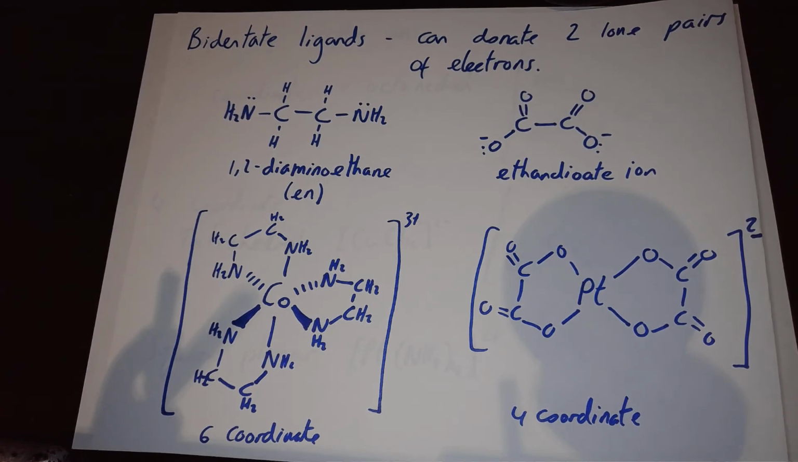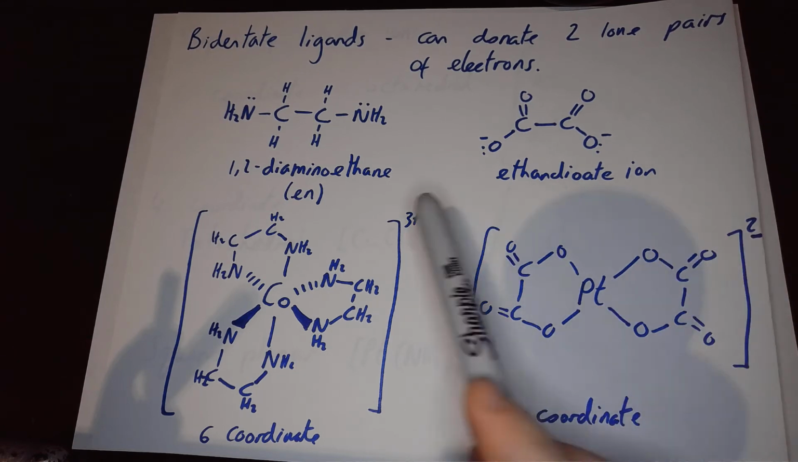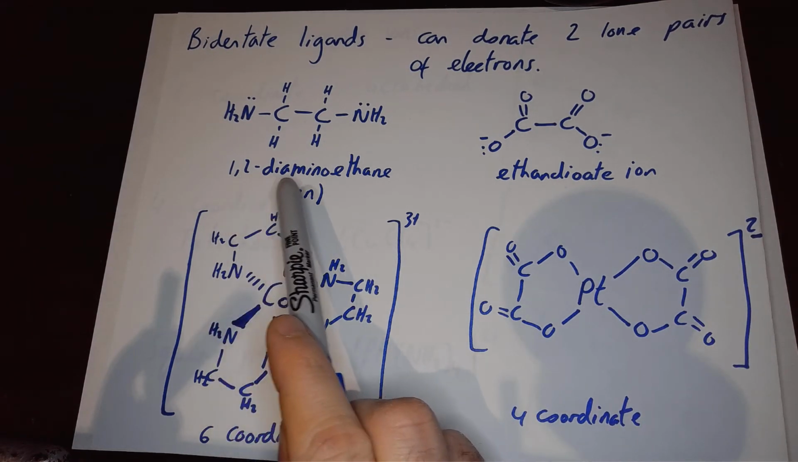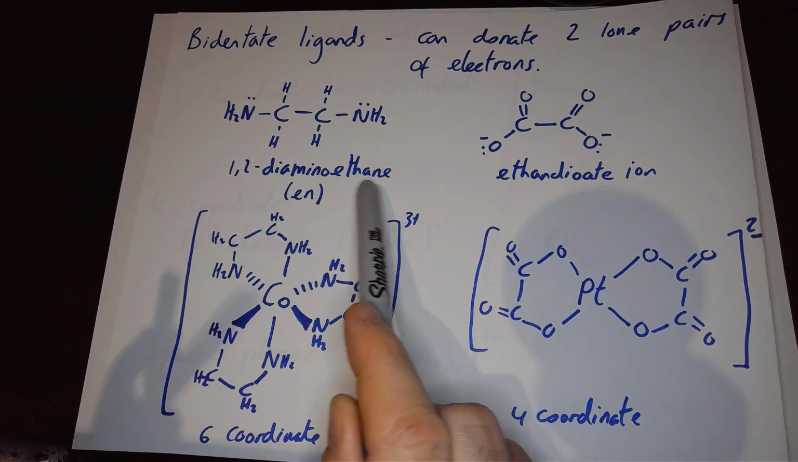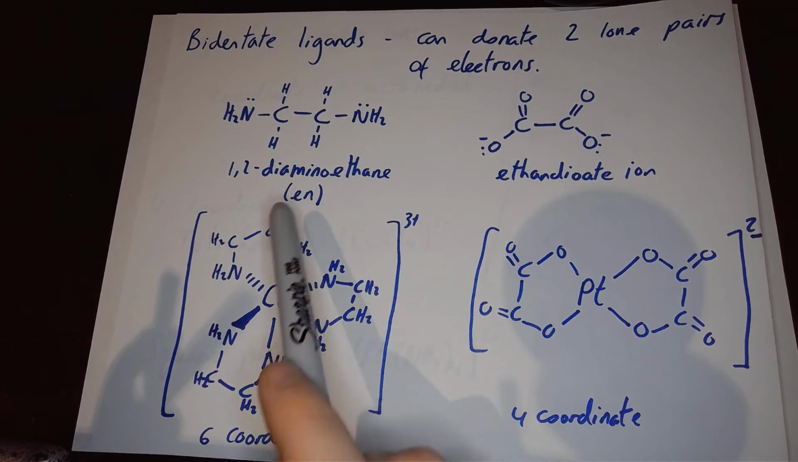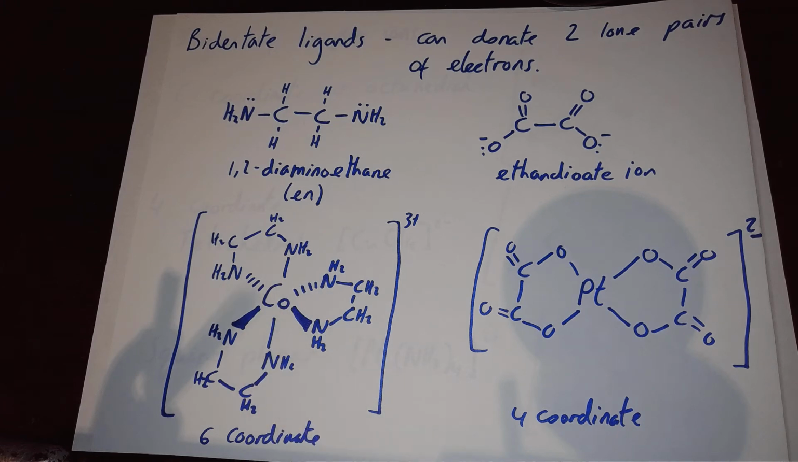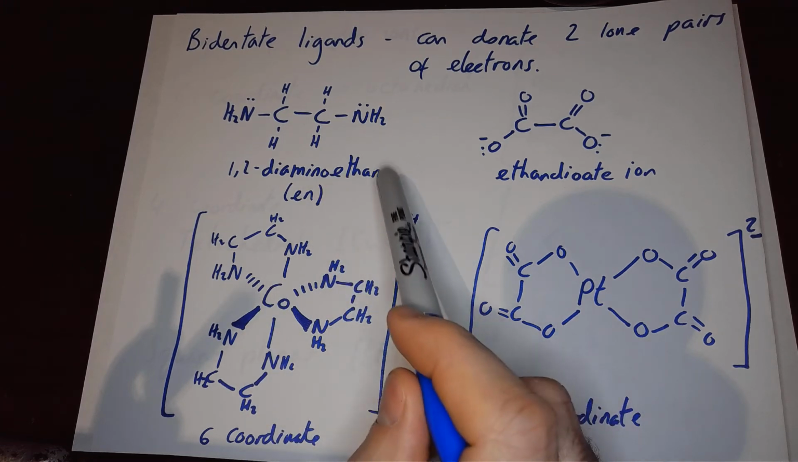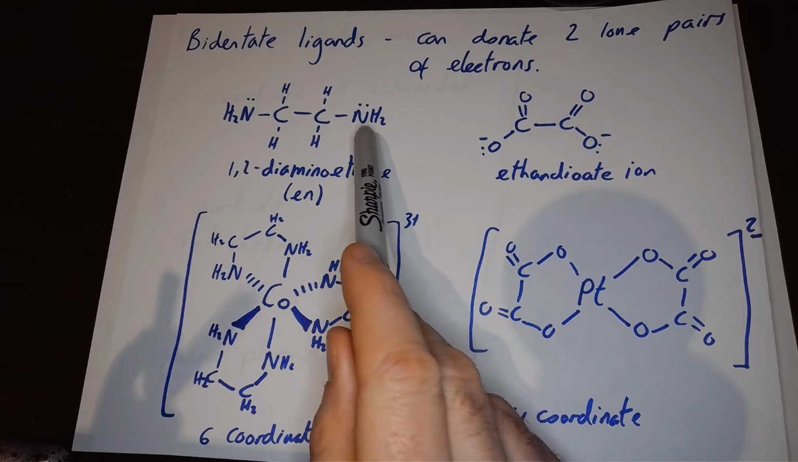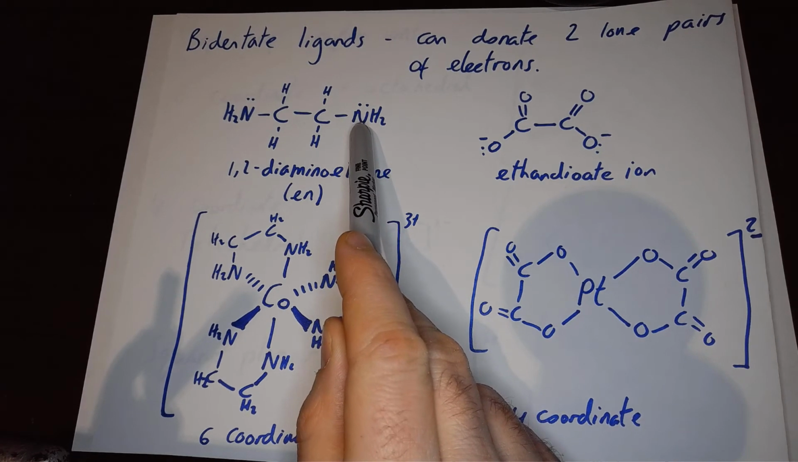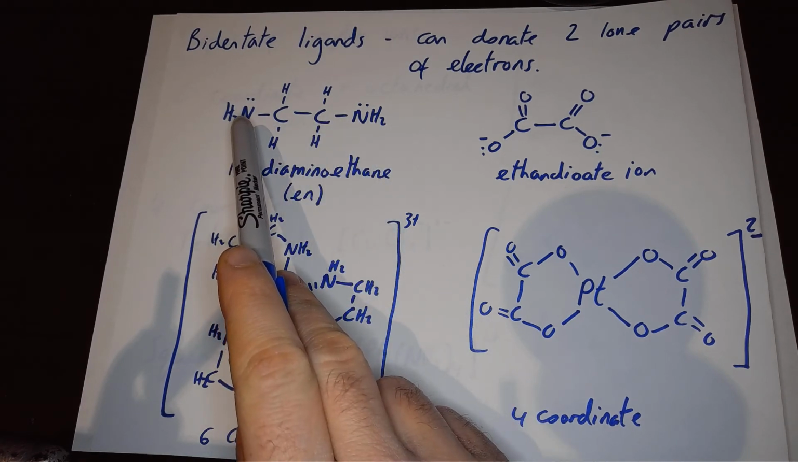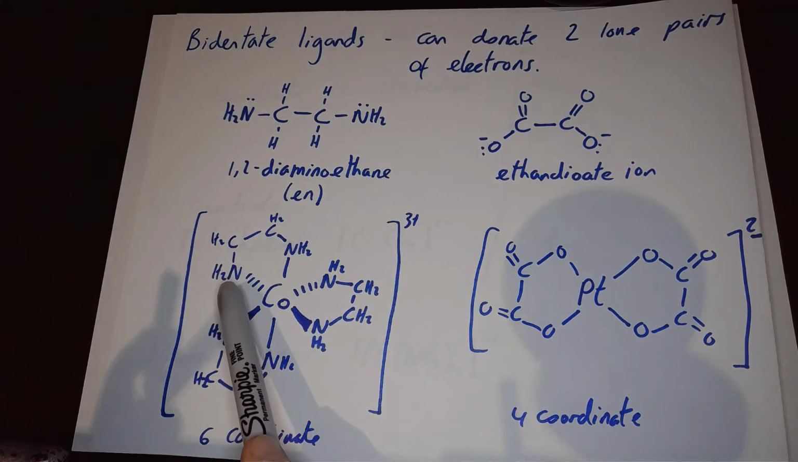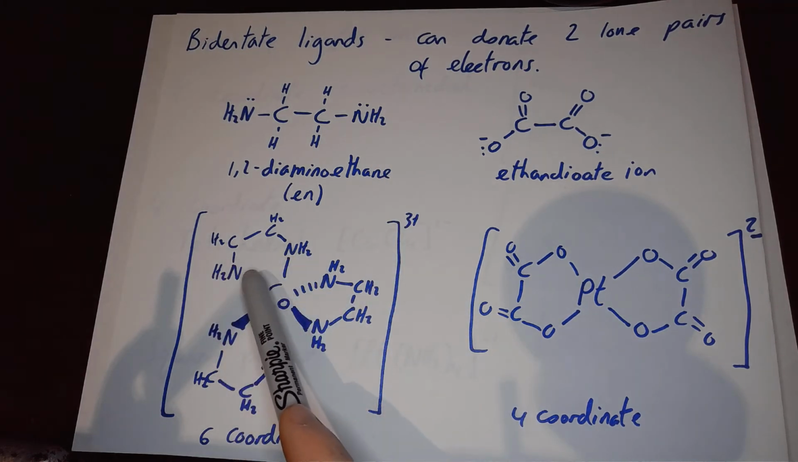Another type of ligand is the bidentate ligand. A bidentate ligand can donate 2 lone pairs of electrons. A very common example of this is 1,2-diaminoethane. Quite often that's abbreviated simply to EN because it is used so often. So the bidentate ligand can form a covalent bond, or this particular one can form a covalent bond with this nitrogen and this nitrogen. So if you see here, there's 1 bidentate ligand there.